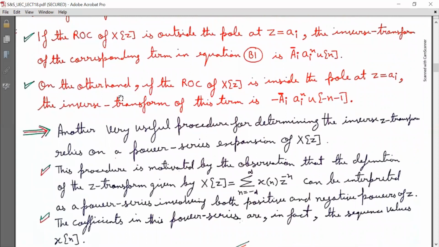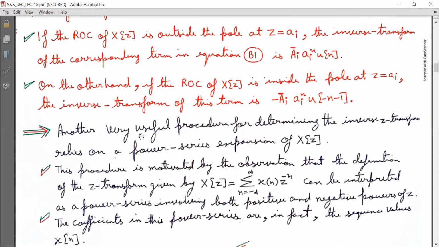On the other hand, if the ROC of X(z) is inside the pole at z equal to a_i, the inverse transform of this term is minus capital A_i bar, small a_i raised to the n, u[-n-1]. So these two points are very important while solving the question.